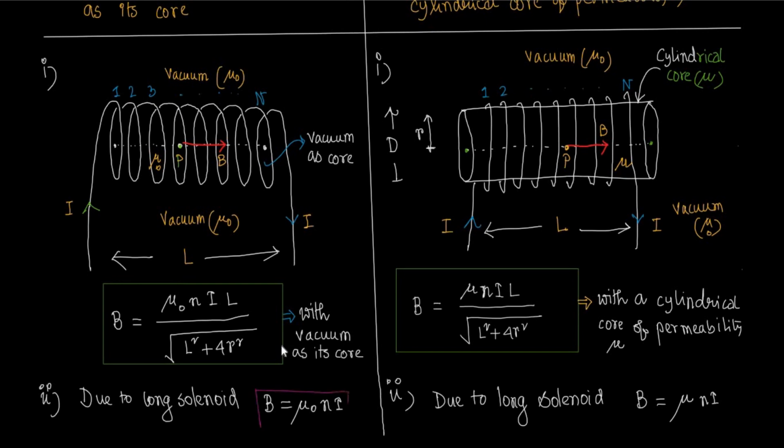For a long solenoid with vacuum as its core, B is equal to mu 0 N i. Mu 0 is the permeability of vacuum. On the right hand side, for a long solenoid with a cylindrical core, magnetic field induction or magnetic flux density will have the expression B equal to mu N i. This is the magnetic field induction of a solenoid with a cylindrical core.